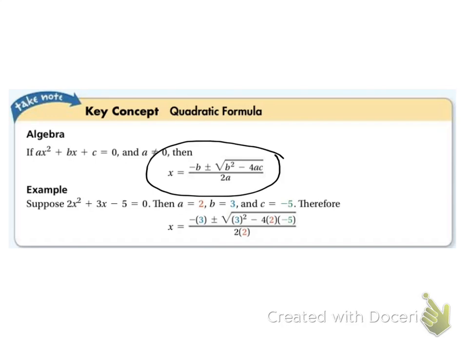I don't claim to be a singer here, but x is equal to negative b plus or minus the square root of b squared minus 4ac all over 2a.